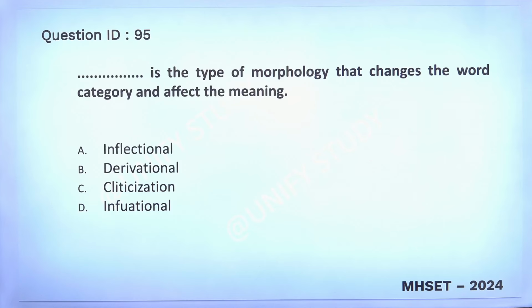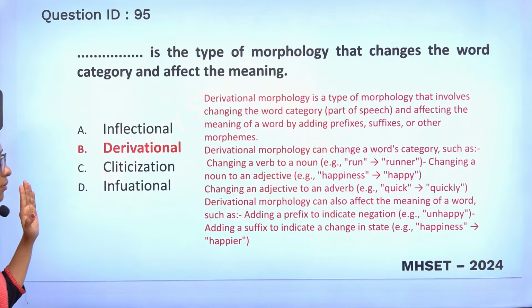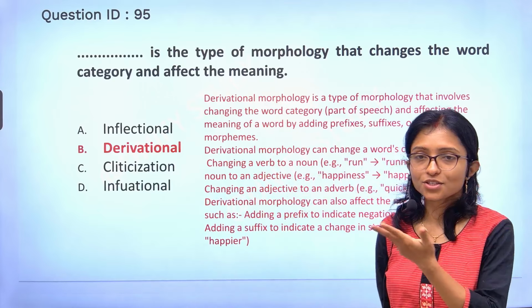Dash is the type of morphology that changes the word category and affects the meaning. Yes, here it is called derivational. Derivational morphology. You see how many morphology questions came. Ontology, morphology, multi-agent, too much.